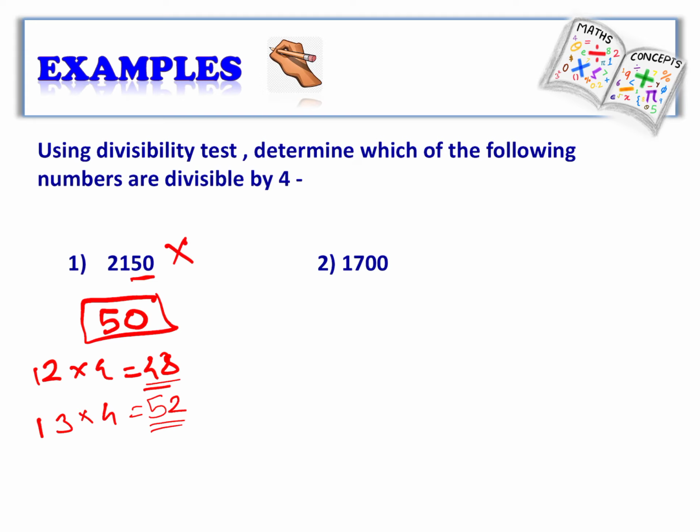Next example is 1700. Here the number formed by the last 2 digits is 0, 0, and always remember, if both digits are 0, then the given number is definitely divisible by 4. 0, 0 can be said as a multiple of 4. 4 into 0 is 0. Okay, if both digits are 0, then the given number is definitely divisible by 4.